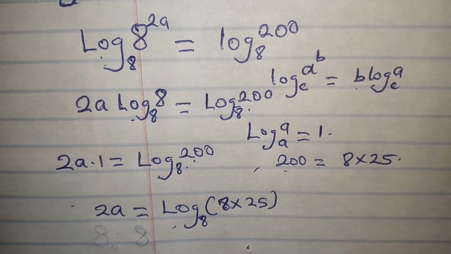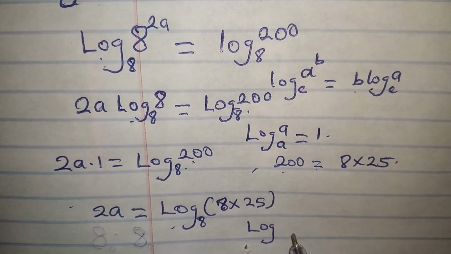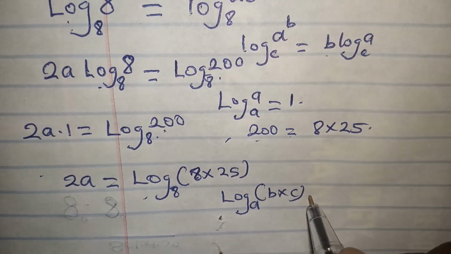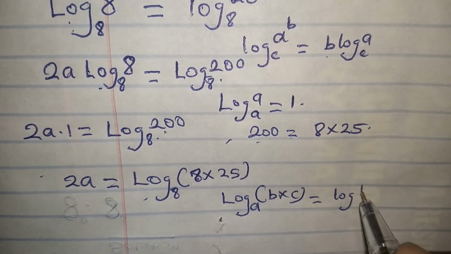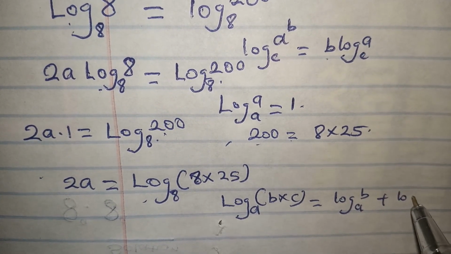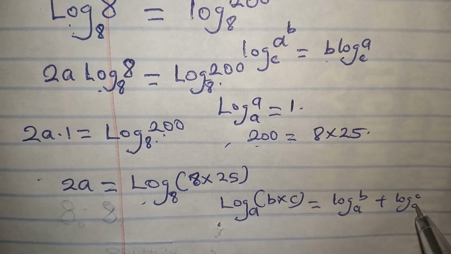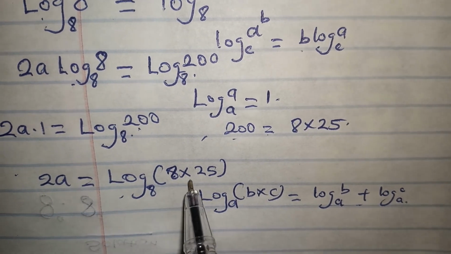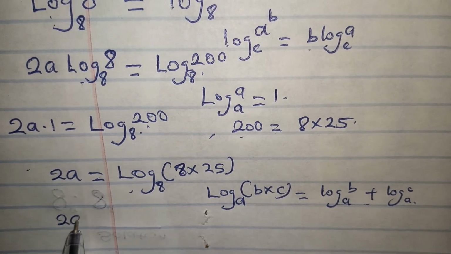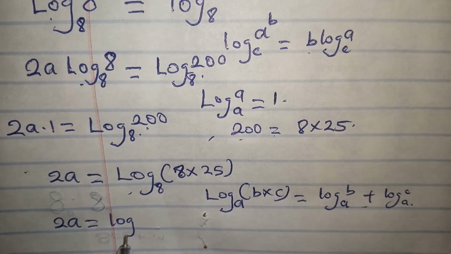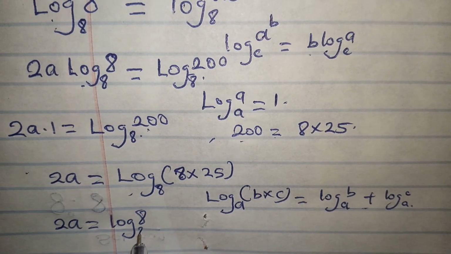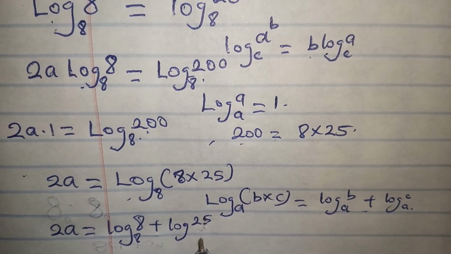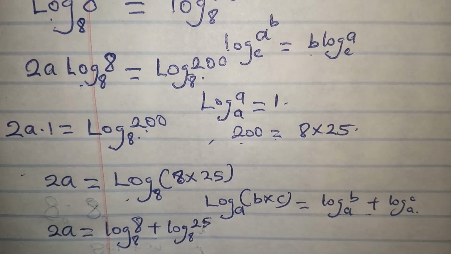So at this part we are going to apply another rule which says we are having log of b times c, to base a, is also equals to log b to base a plus log c to base a. So if we put this basic principle at this part, we have this to be 2a is equals to log 8 to base 8 plus log 25 to base 8.